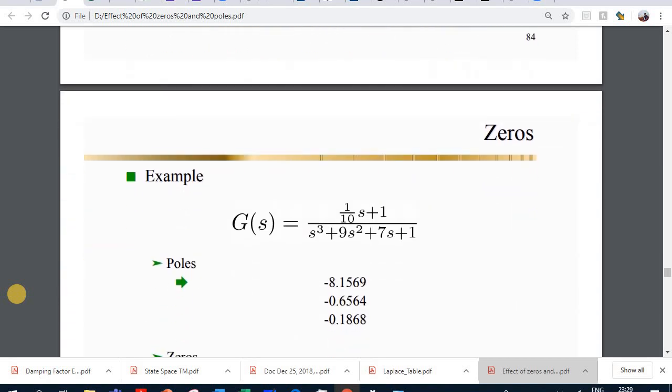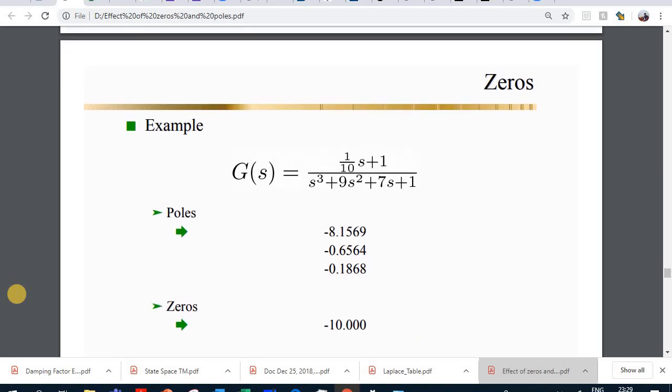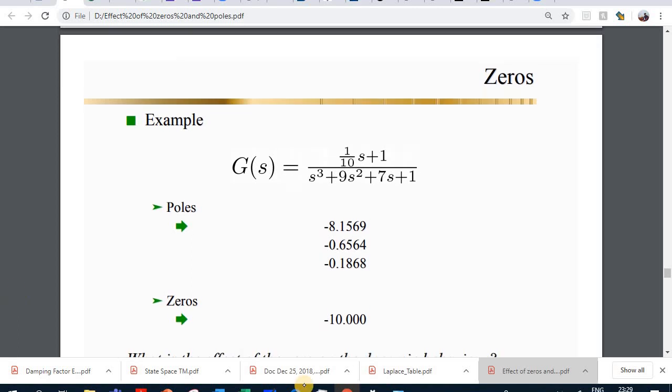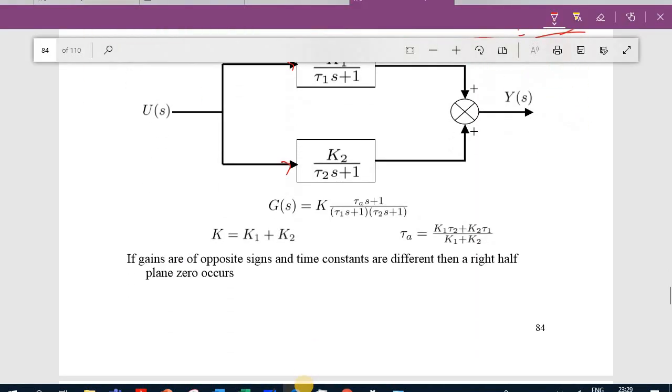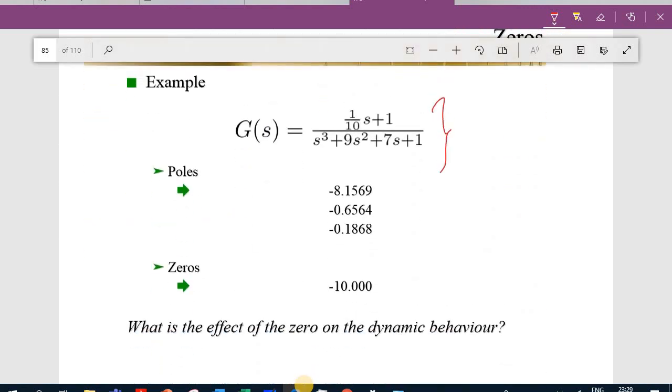Let's take some examples. In this case, this is my system, and in this system I have zeros and poles. In the case of the zeros, 10 s plus 1 is equal to 0, so s is equal to minus 1 multiplied by 10, so it's minus 10. And of course, you're going to find the poles here too.